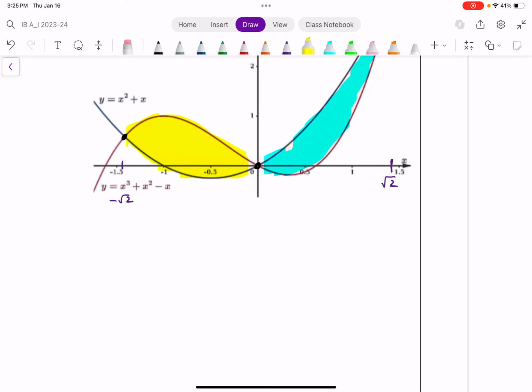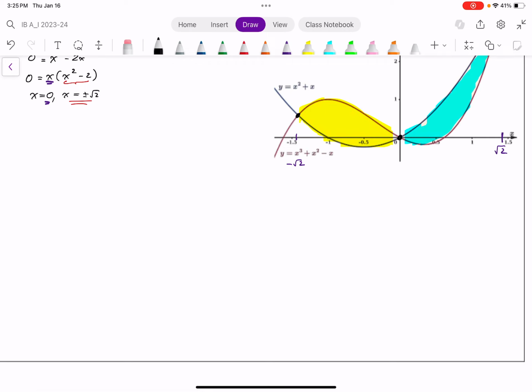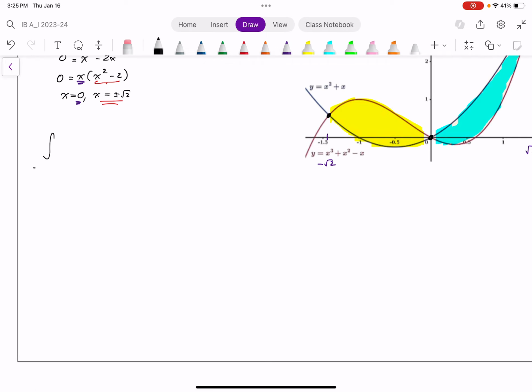So to find that area, I need to find the integral of the cubic function, and from that subtract the quadratic function. And so the part highlighted in yellow can be expressed with the integral from negative root 2 to 0. That's why I needed those intersection points, to know the bounds of this integral. The cubic function, which is in this case the larger one, x cubed plus x squared minus x, all of that minus the function that's less than it in that region, which is the quadratic one, x squared plus x, dx.